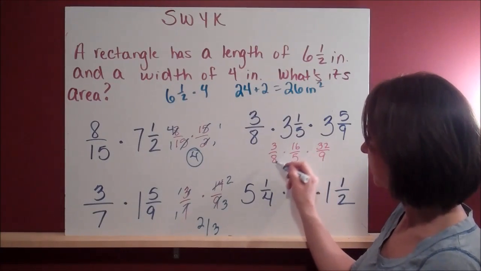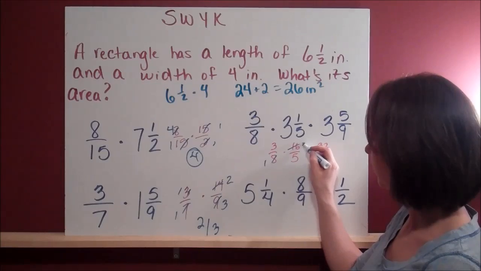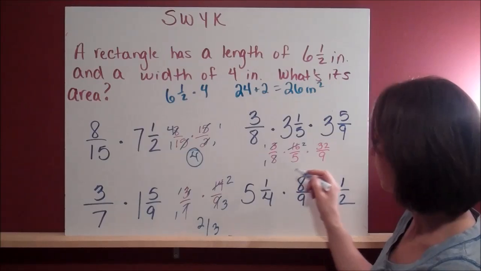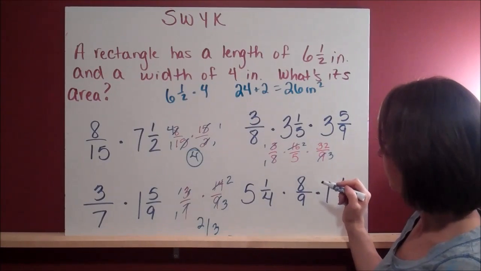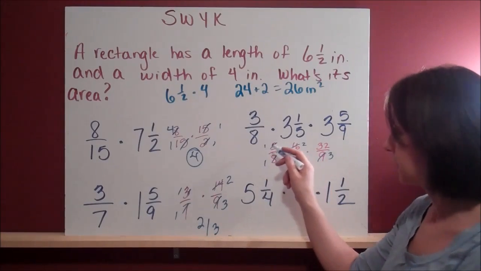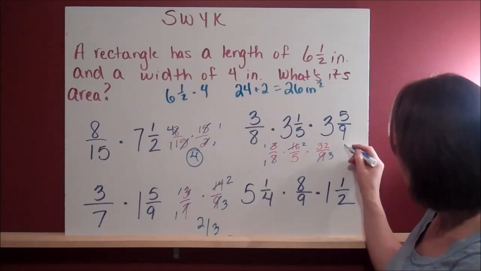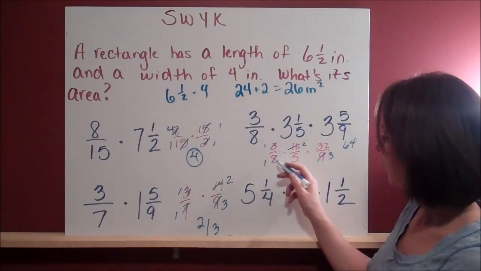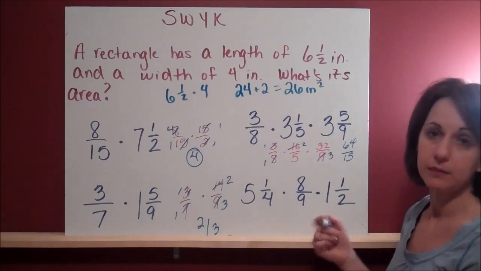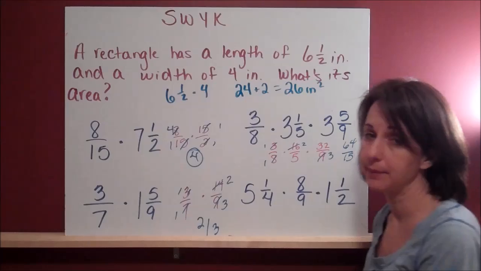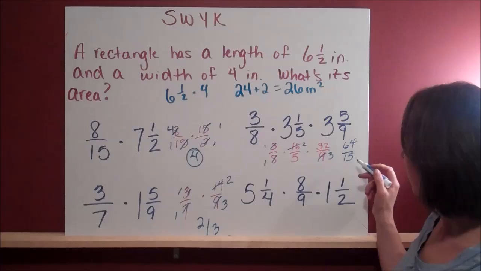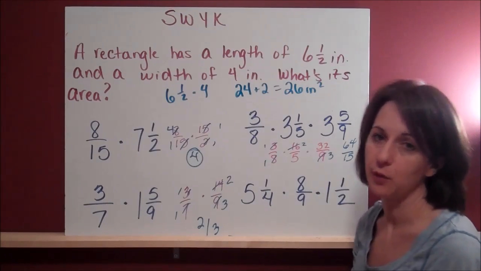I can divide both of these by 8, so this would be 1 and this would be 2. I could divide 3 and 9 both by 3, so this would be 1 and this would be 3. And then it looks like I am going to multiply 1 times 2 times 32, which is 64, and 1 times 5 times 3 is 15. 64/15 is an acceptable answer. If you put it in mixed number form, you would have gotten 4 3/4.